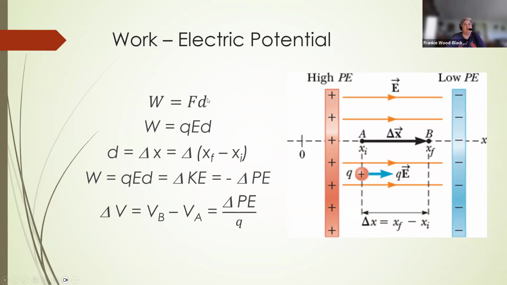So going from our traditional idea of work, we can change our force equation here to that force that we defined in our last chapter, that's our charge times our electric field divided by the distance between our two plates, or the distance that we move back and forth. And we can define that as our change in potential energy divided by our charge. And this defines our idea of electrical potential.